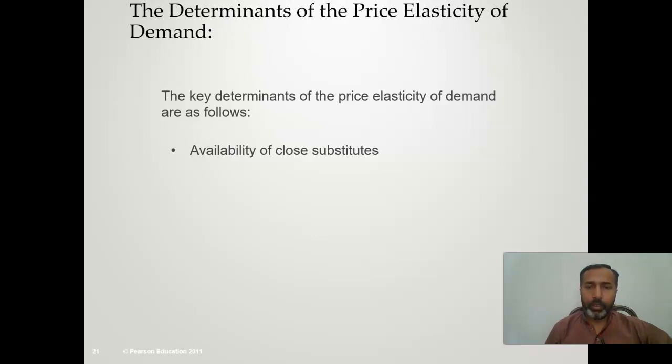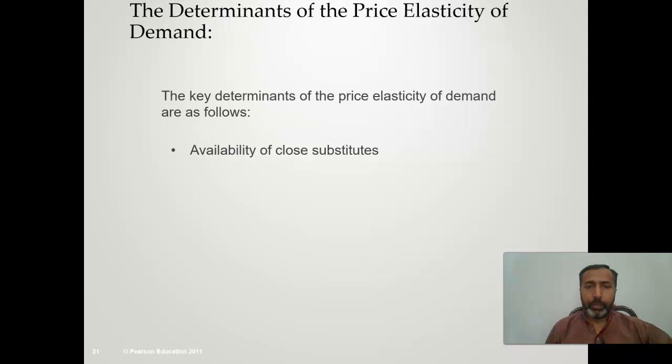For example, water does not have close substitutes. Electricity does not have any close substitute. Similarly, some specific medicine for heart and liver, they don't have any substitutes. So when the price of a product increases and that product has more substitutes, people will switch towards the substitute and demand of the original product will decrease significantly.